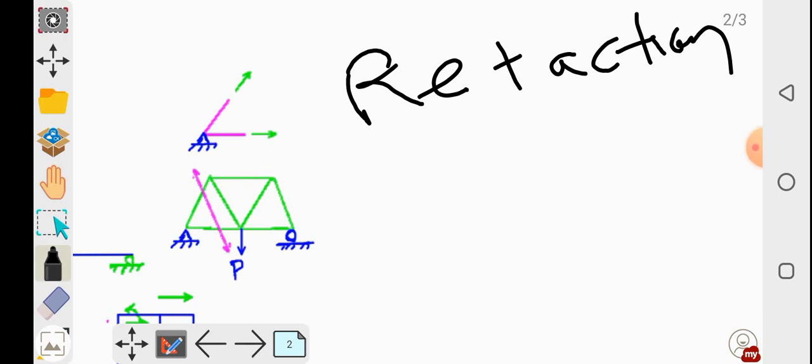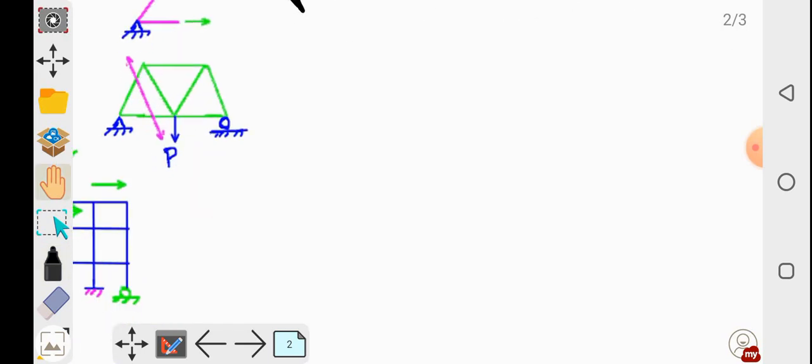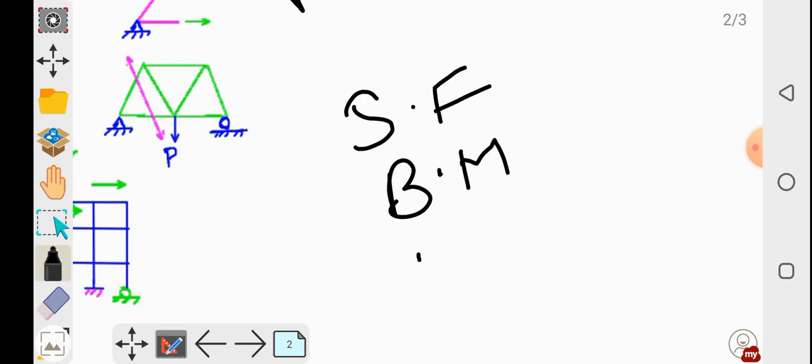Now in case of a structural element or structure, what are the actions? In case of a structure or structural element, actions may be shear force, bending moment, axial force. These are the actions in a structural element which come into the picture with the external loading. External loading may be dead load, live load, another type of load such as earthquake load, wind load, etc. These are the actions due to the external loading.